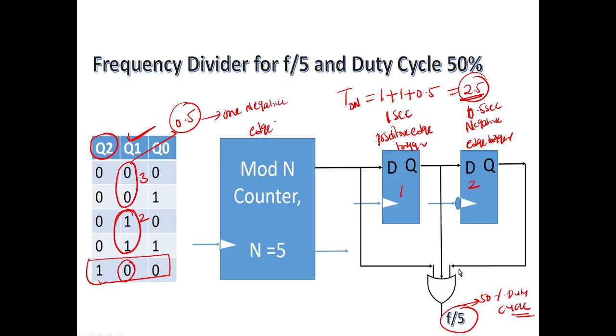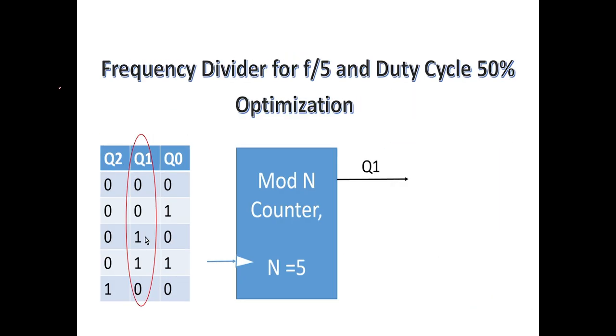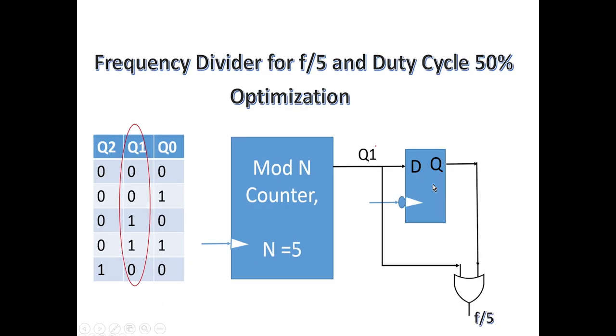Negative edge trigger D flip-flop. Okay. See here, I can optimize this one with Q1. So Q1 means what? For Q1, I apply a negative edge trigger D flip-flop.